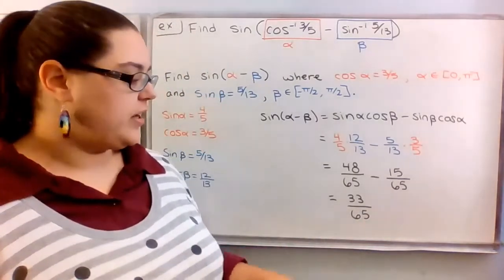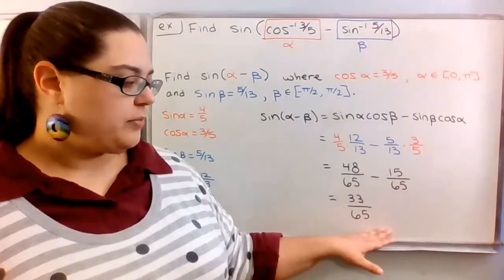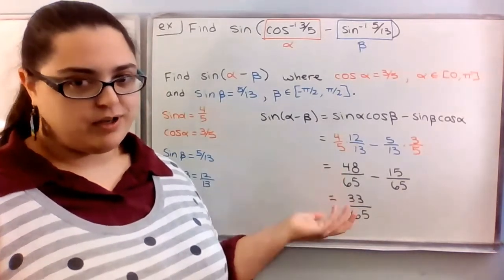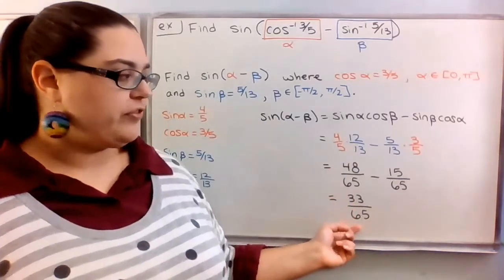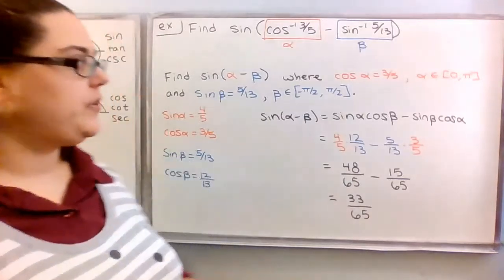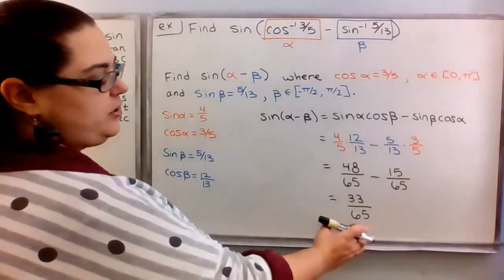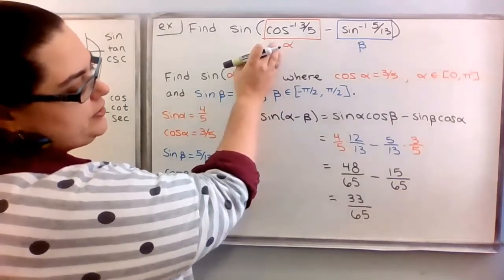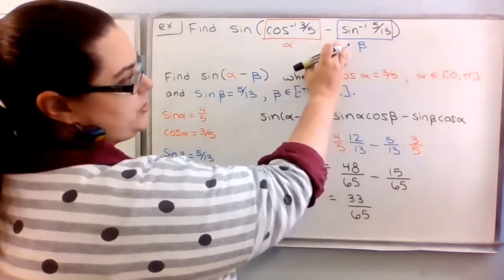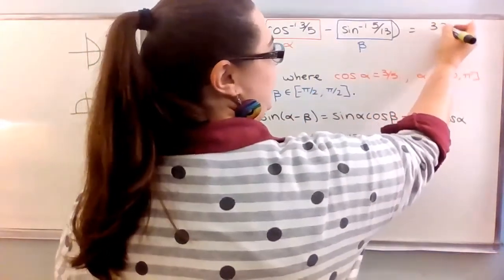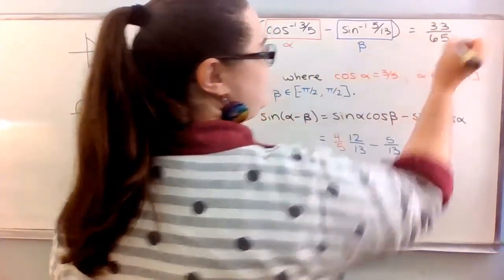Now, in this case, this isn't going to simplify further because 33 is going to factor into 3 and 11, and 65 will factor into 5 and 13. So there are no common factors beyond 1. So that means this is going to be our answer. So sine of inverse cosine of 3/5 minus inverse sine of 5/13 is going to give us 33 over 65.